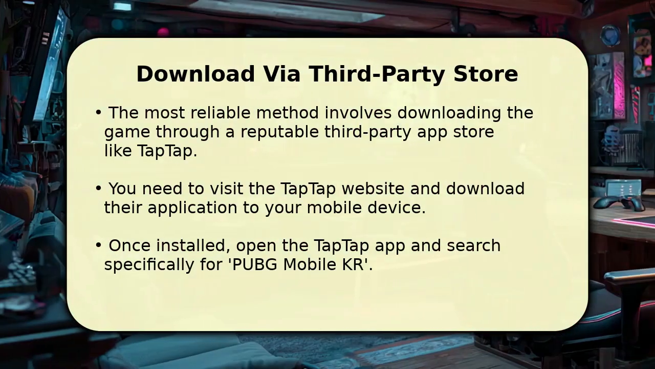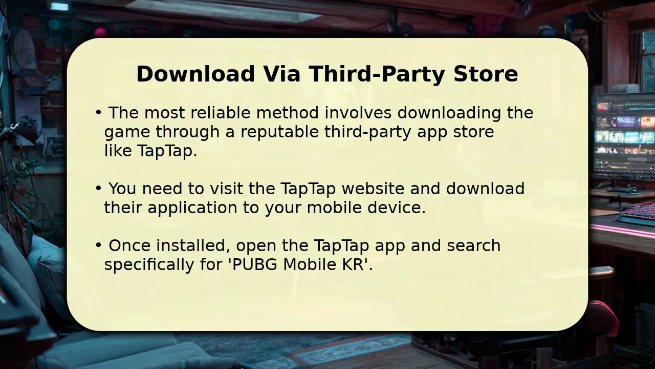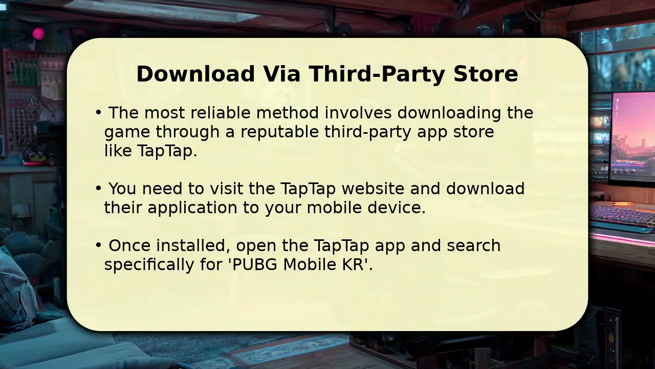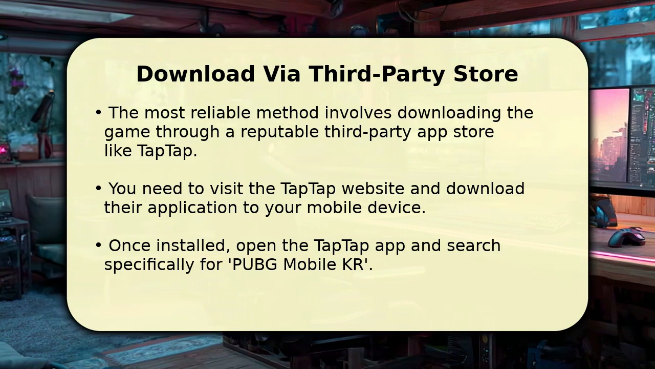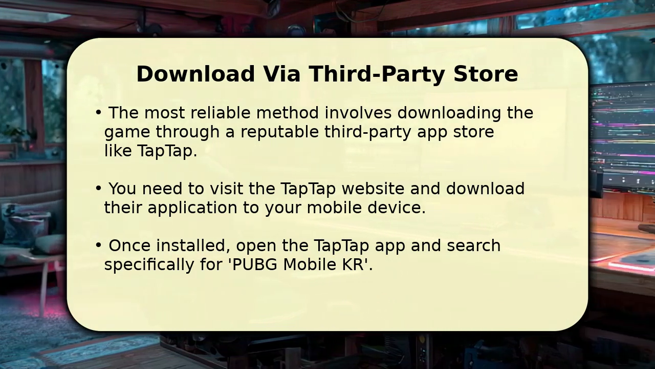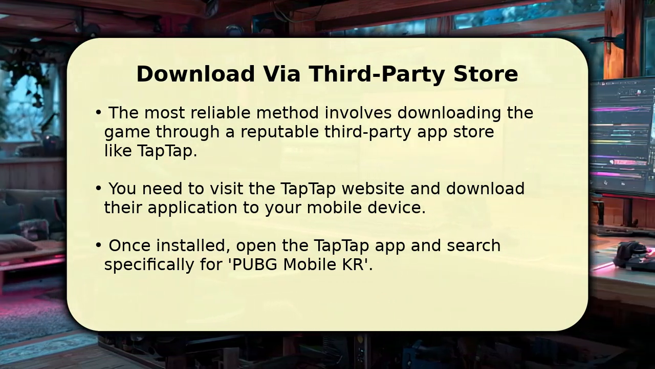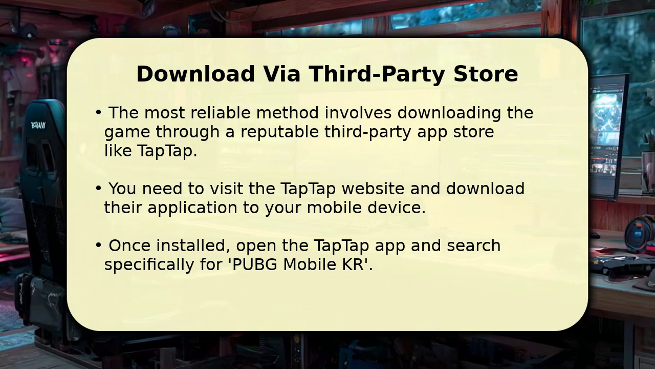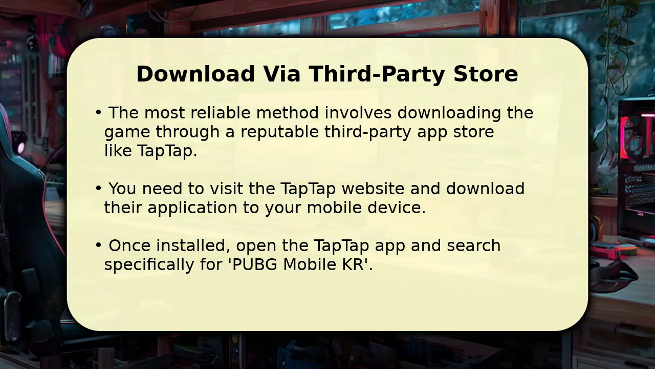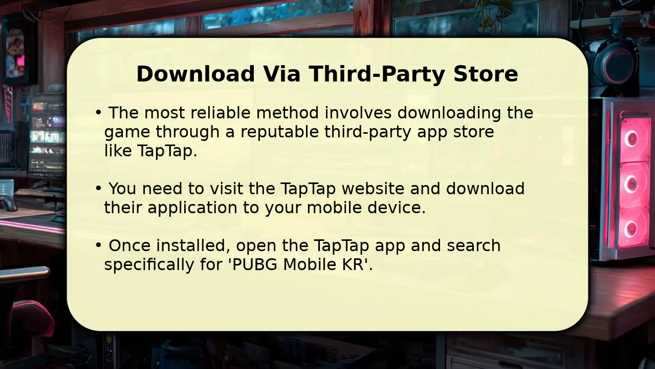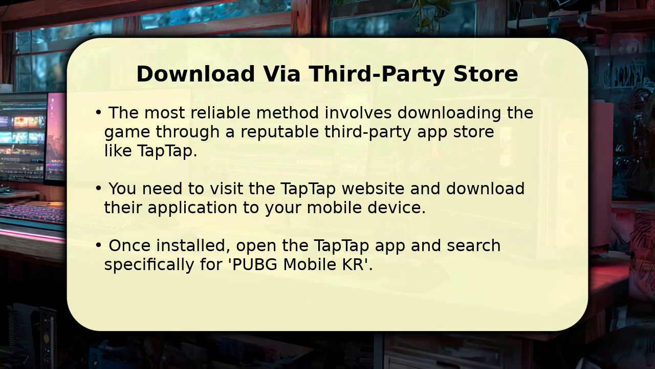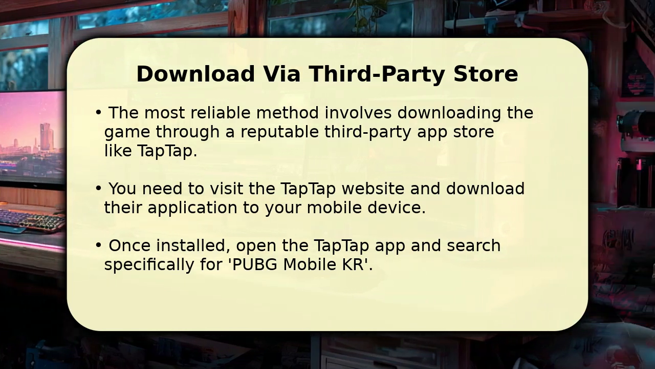The simplest way to get the Korean version without a virtual private network is by using a trusted third-party app store. Websites like TapTap host the official game files directly. Navigate to their website in your mobile browser, then download and install their app. After launching the TapTap app, use its search bar to find PUBG Mobile KR. Ensure you download the correct version, then proceed with the installation, which is a straightforward process.